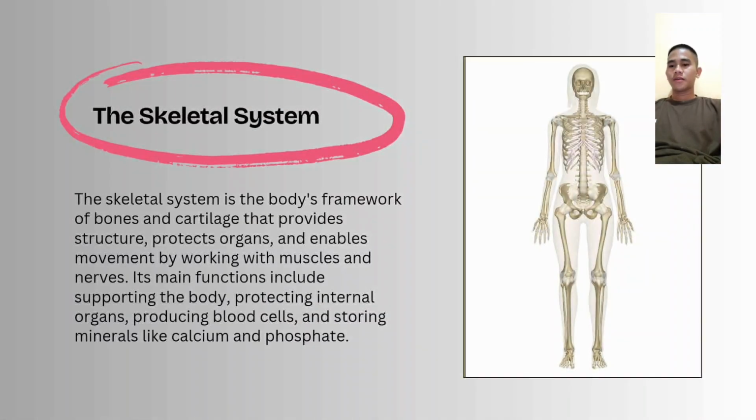What is the skeletal system? The skeletal system is the body framework of bones and cartilage that provides structure, protects organs, and enables movement by working with muscles and nerves. Its main functions include supporting the body, protecting internal organs, producing blood cells, and storing minerals like calcium and phosphate.